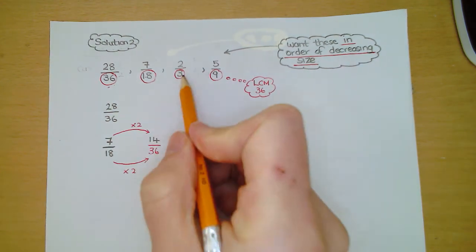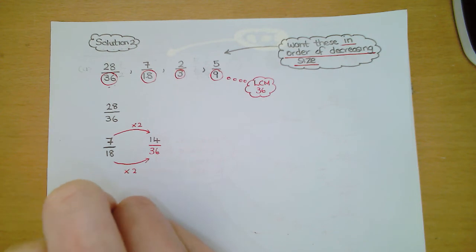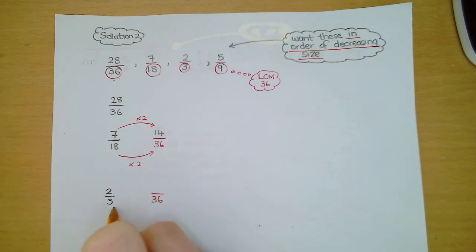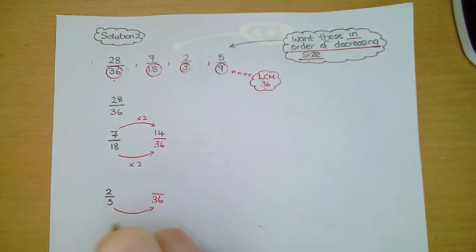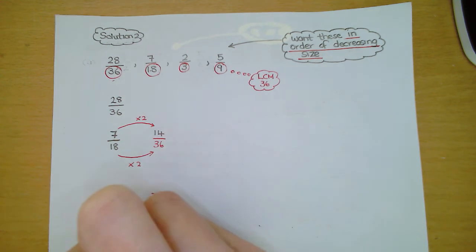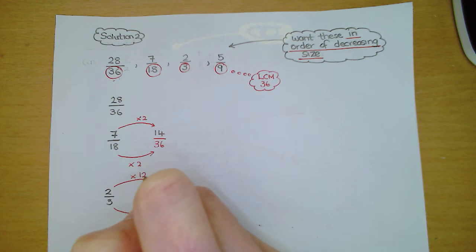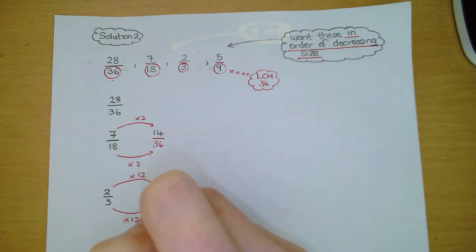Let's do the same now with 2/3. We want to turn it into an equivalent fraction with a denominator of 36. So we're going to multiply 3 by 12. And we have to do exactly the same thing to the numerator. We've got to multiply the 2 by 12. And that's going to give us 24 over 36.